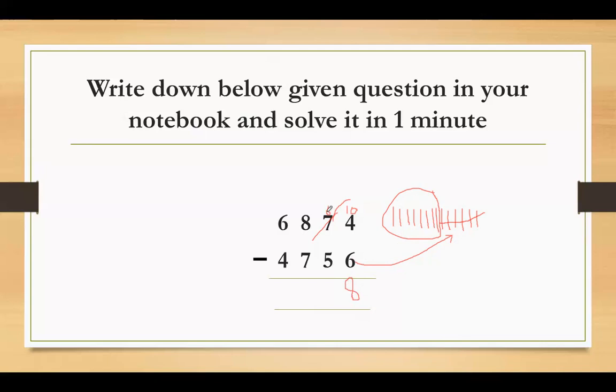Now, as we wrote here that it is 6 because we borrowed 1 from 7, so it remains 6. So 6 minus 5 is 1. Now here at hundreds place is 8. 8 minus 7 is 1. Now at thousands place there is 6 and here there is 4. So 6 minus 4 is 2. So the answer is 2118. Match your answer with my answer.